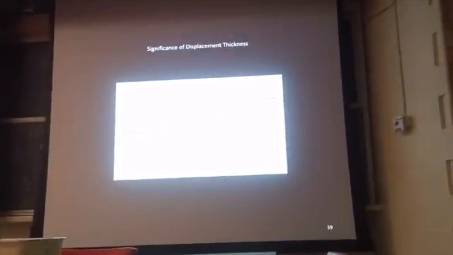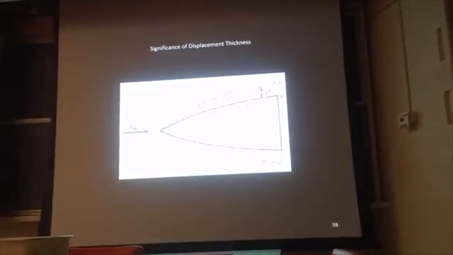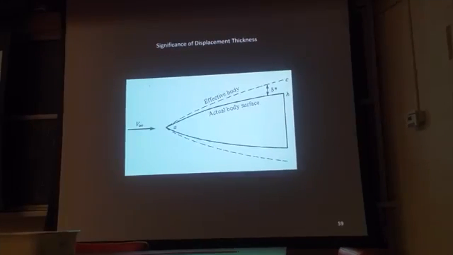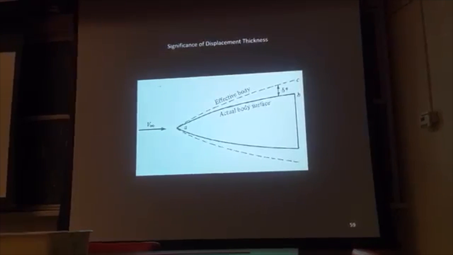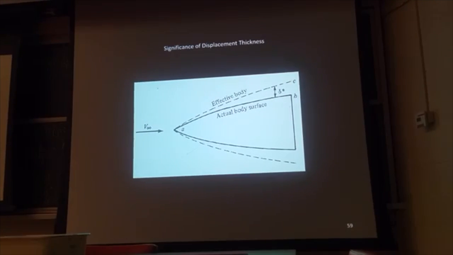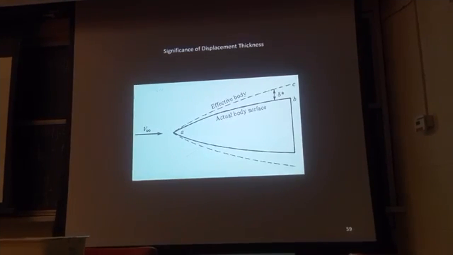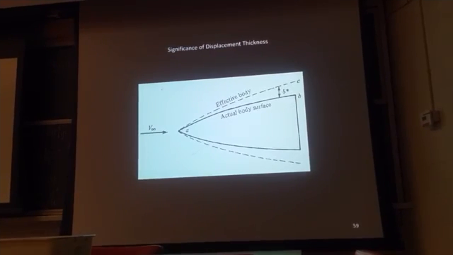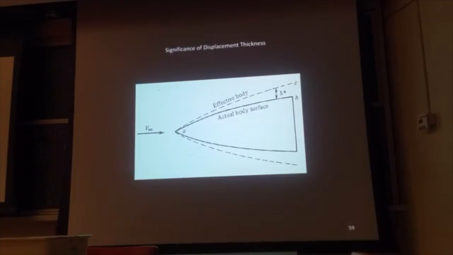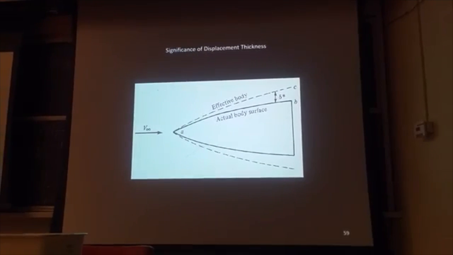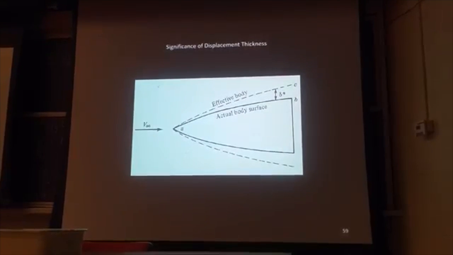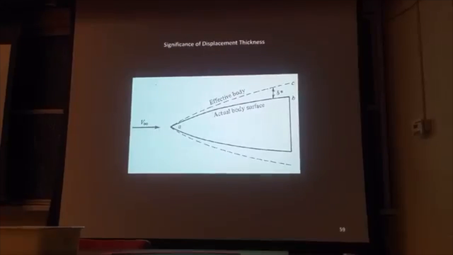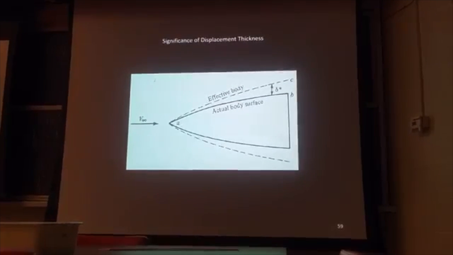This picture just shows that when you have a body in a viscous fluid, you also have a region around that body where the fluid is slowed down significantly, and this adds to the effective body shape if you're treating the flow as inviscid.